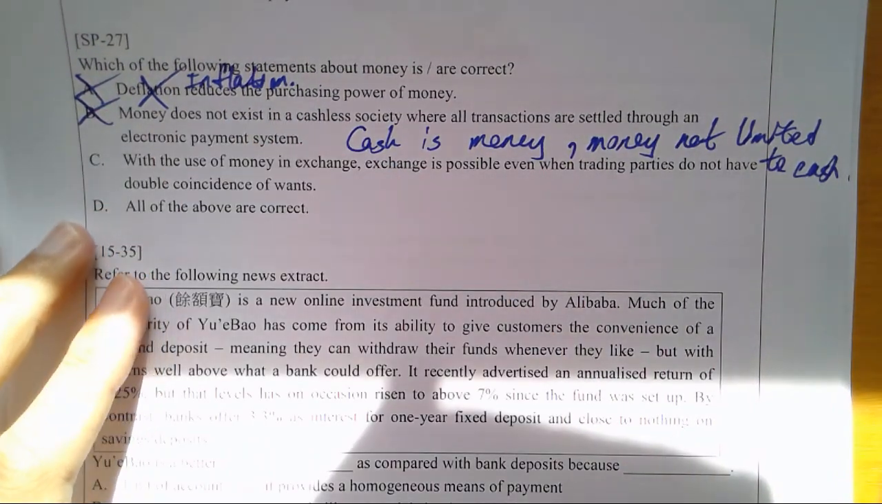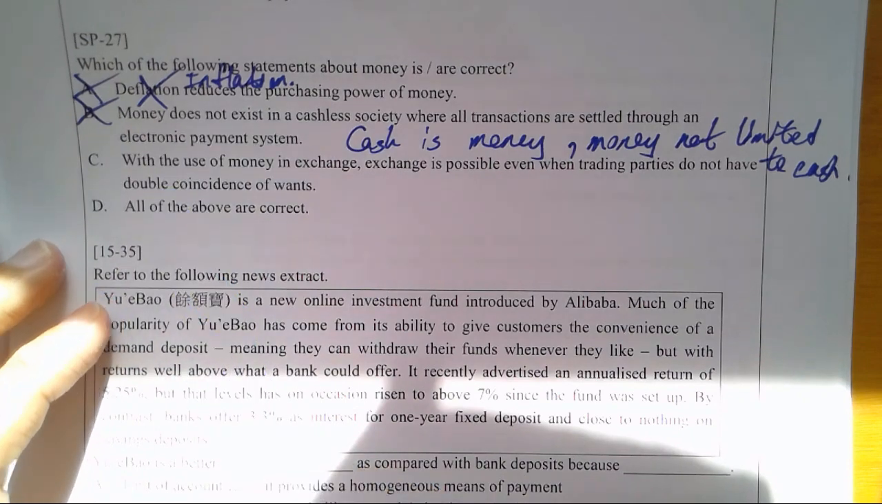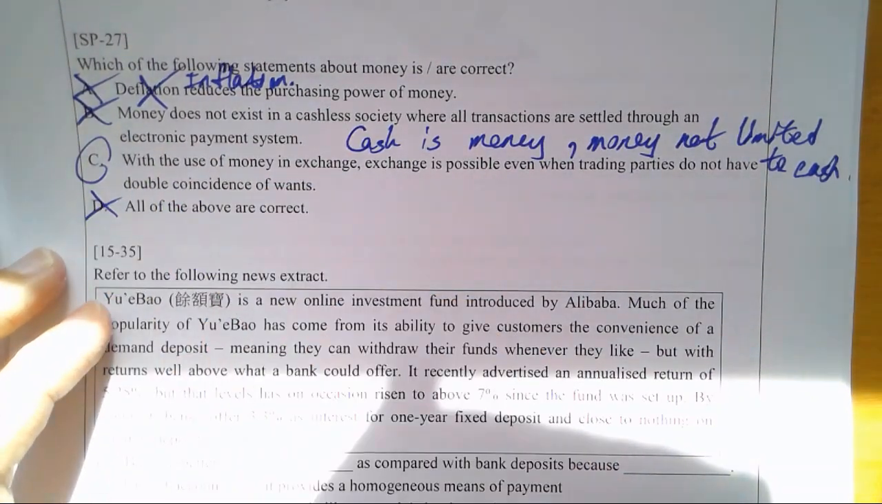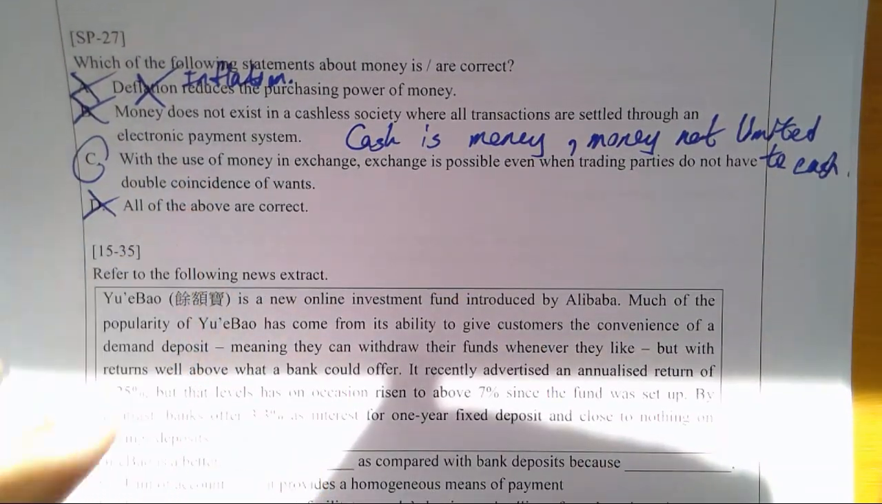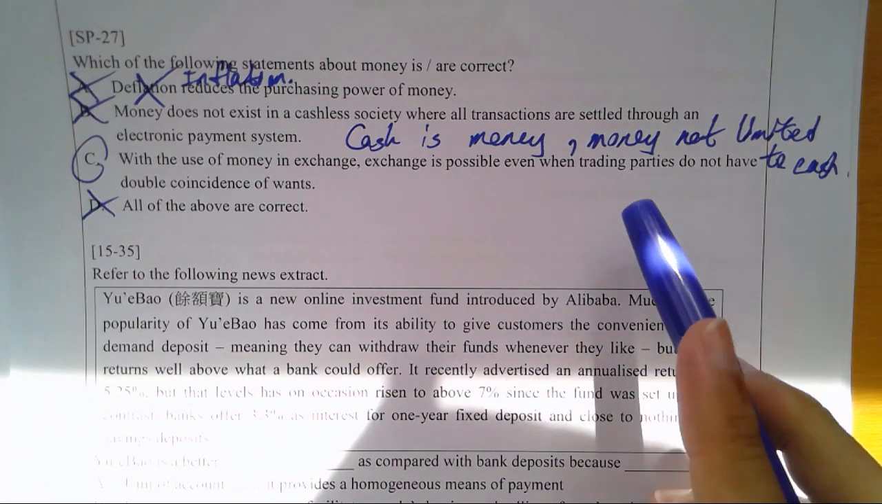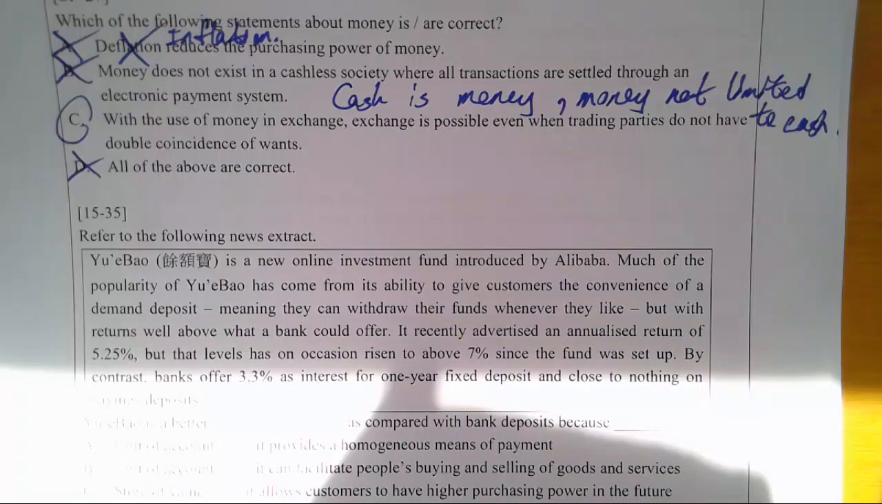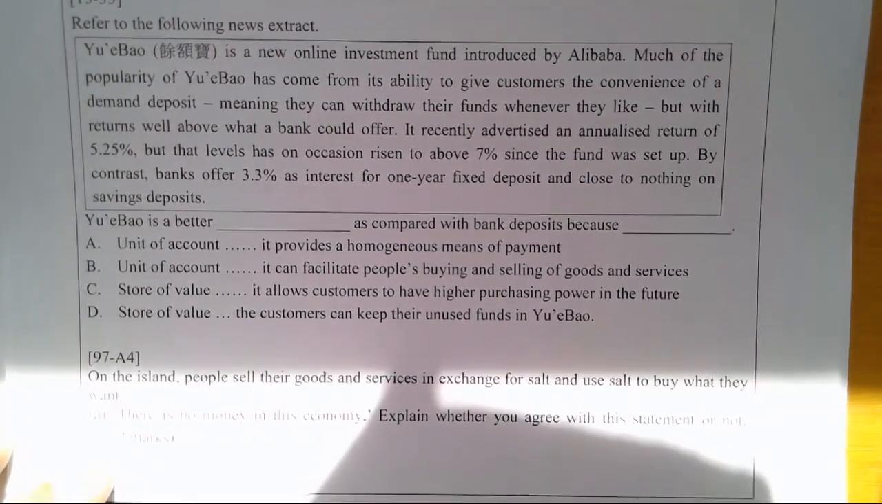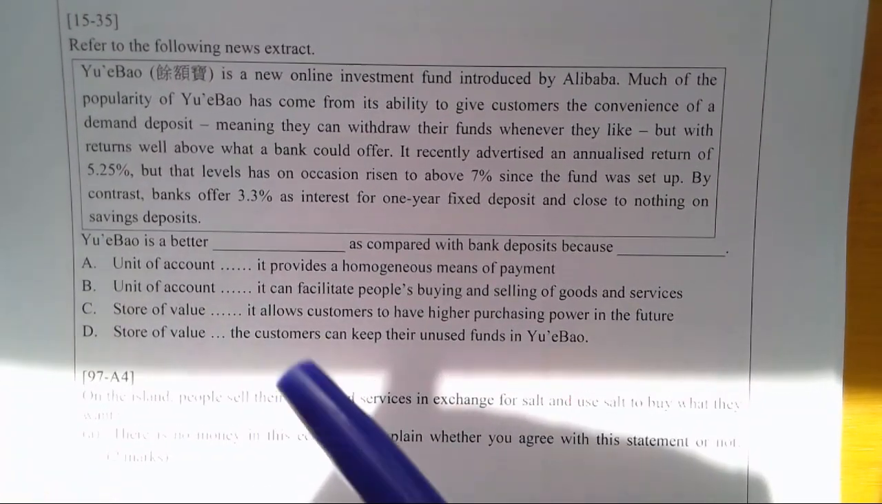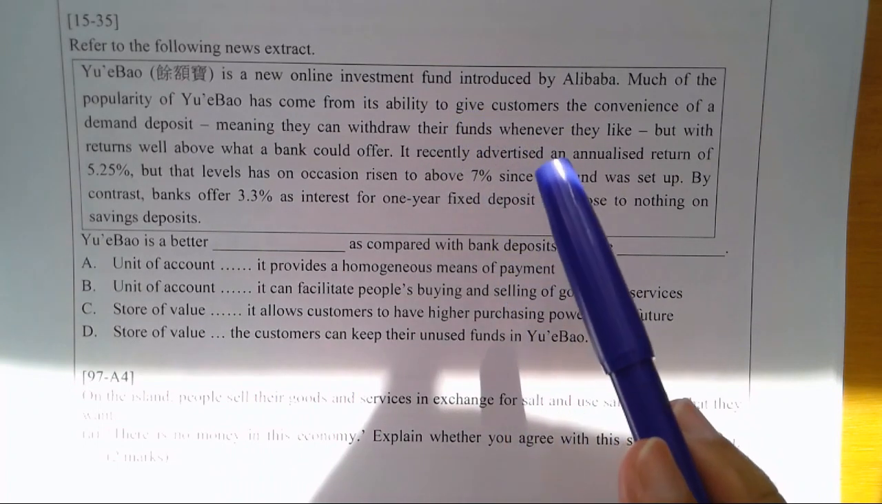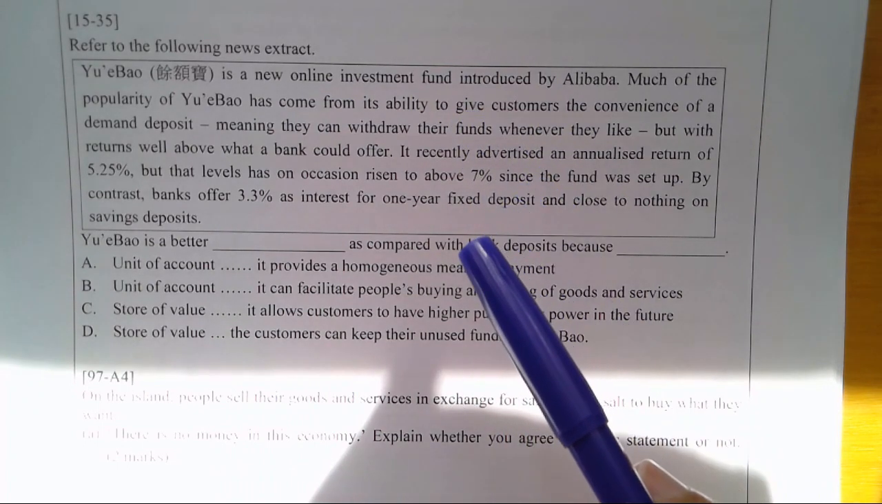No. Now, with then it will be C, right? Because D, all of the above. No. With the use of money in exchange, exchange is possible even when you do not have double coincidence of wants. Yes, this is the standard answer. 唔講啦。好，而家補。Now here, new online investment, okay, investment fund.